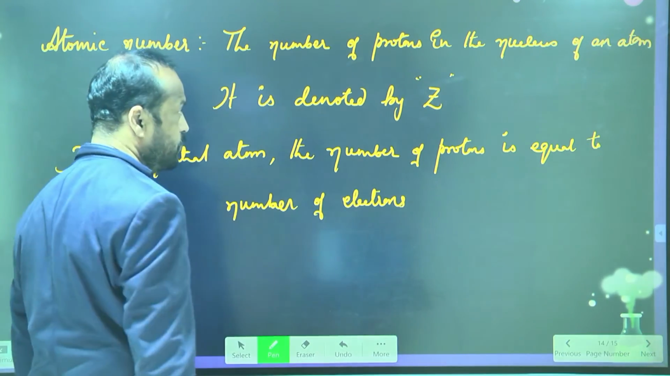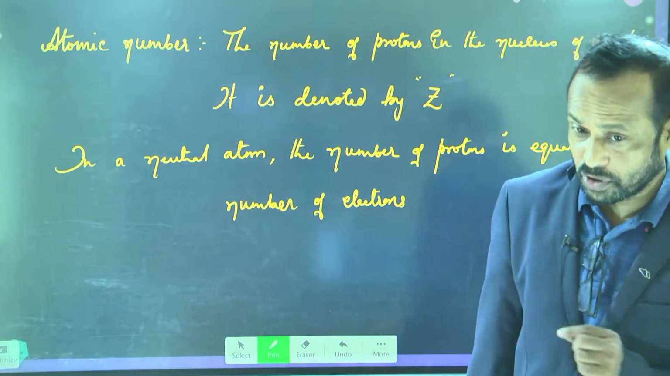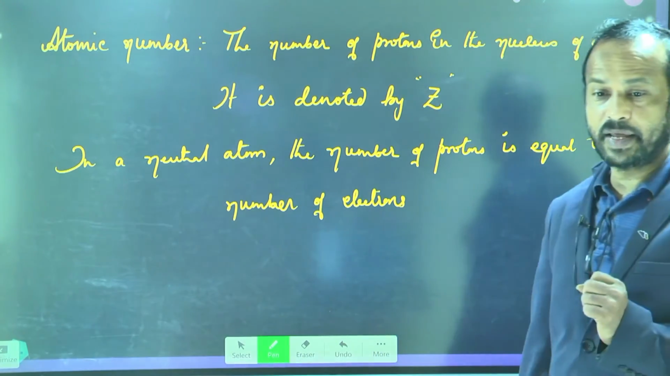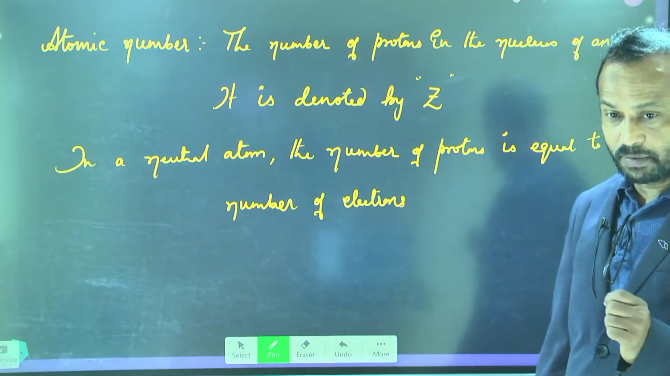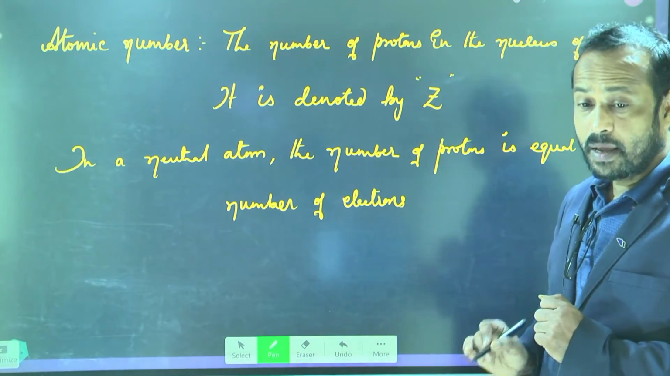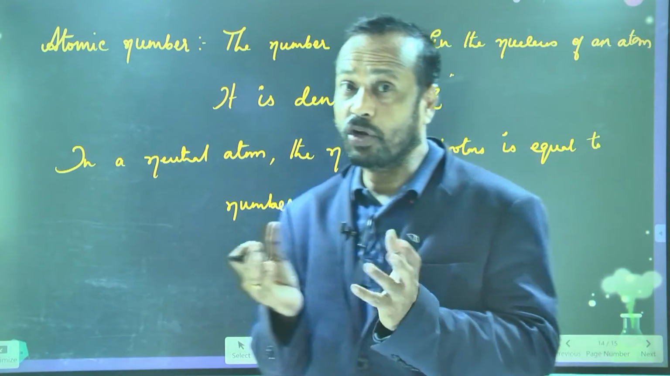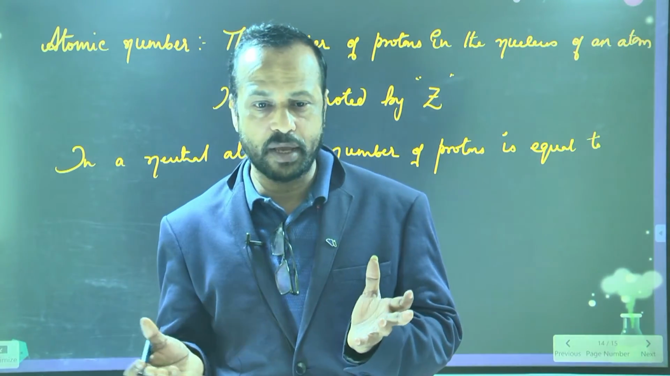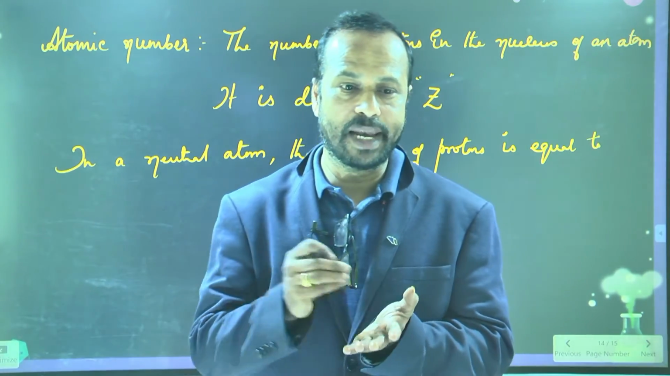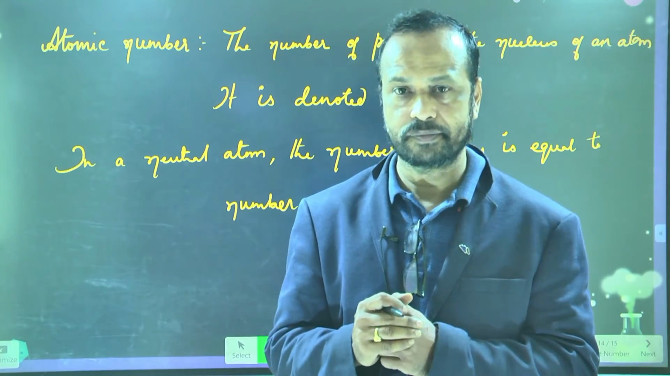So we can call atomic number nothing but the number of electrons also, but you should not say that. When anyone asks you what the atomic number is, you have to say the number of protons only. Why? Because protons are present in the nucleus, they cannot move anywhere, but electrons can move from one atom to another atom. Is this clear?